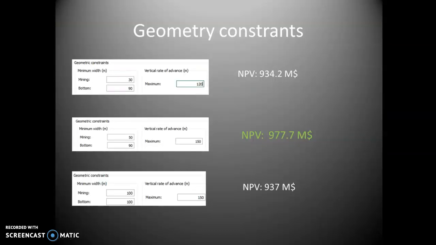I tried 3 different geometry constraints with the same parameters to define the best scenario. The best result was obtained by the second geometry constraints, with 50 meters of minimum mining width, 90 meters of bottom, and a maximum vertical rate of advance of 150 meters.